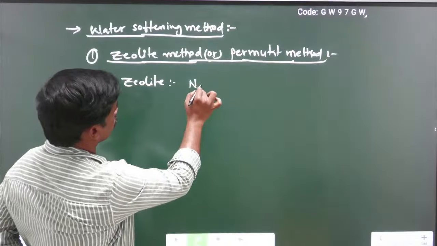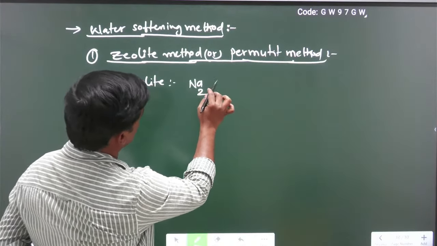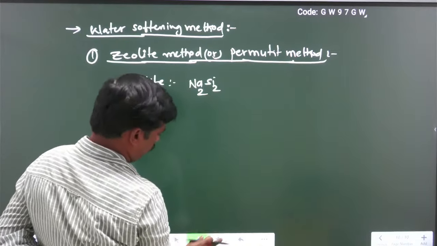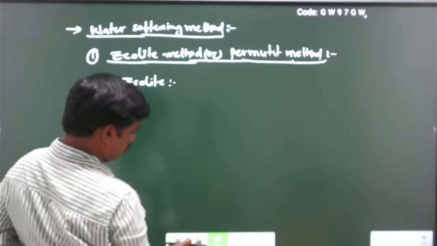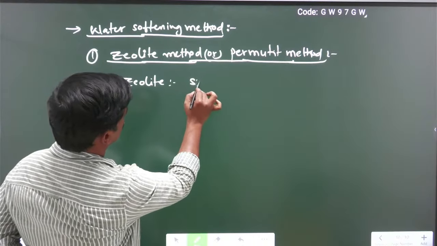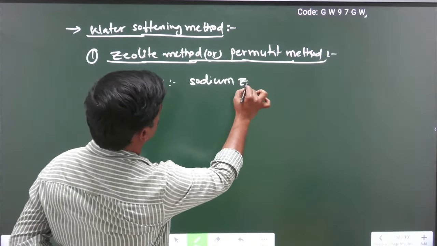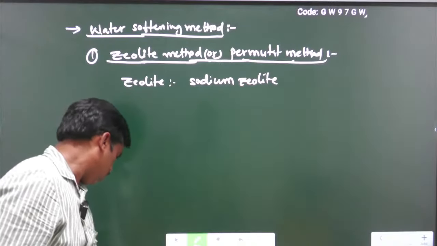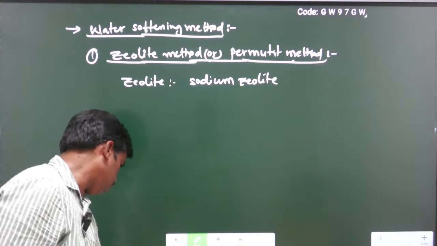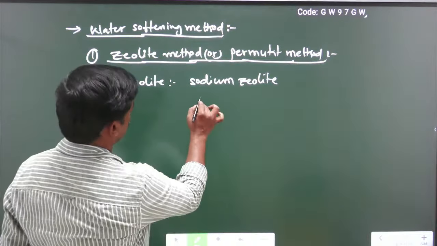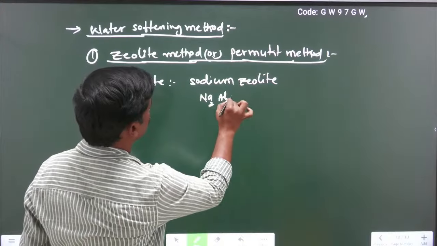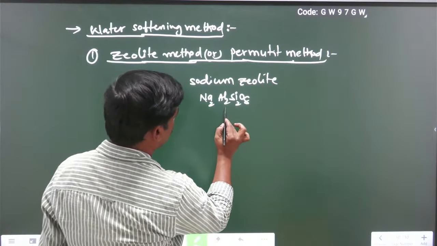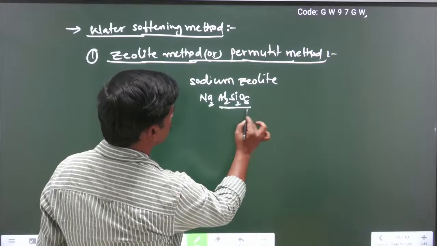Exactly which zeolite is used in this method? Sodium zeolite is used for this method. What exactly is sodium zeolite? Na2Al2Si2O8, sodium zeolite. This compound is added in this method.